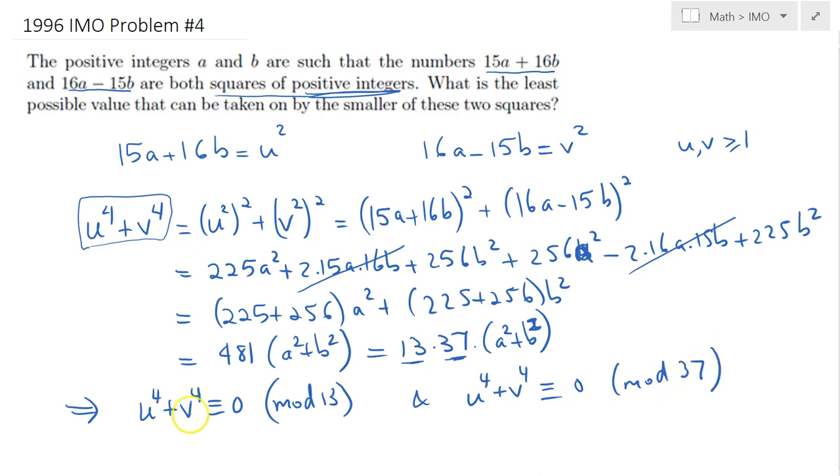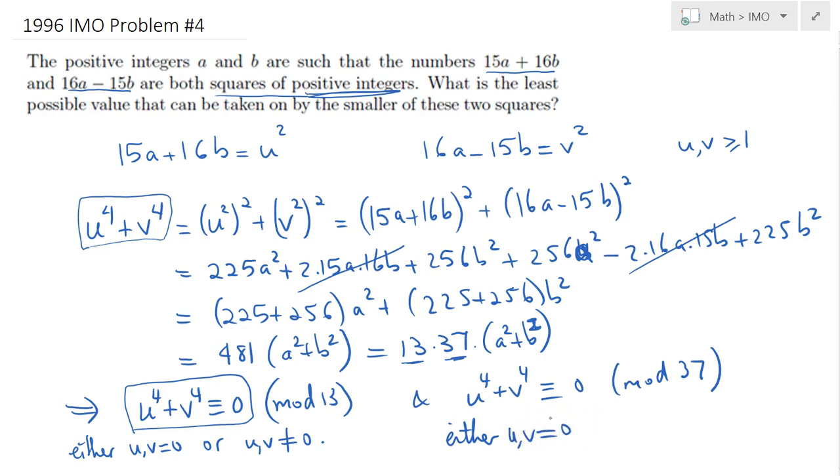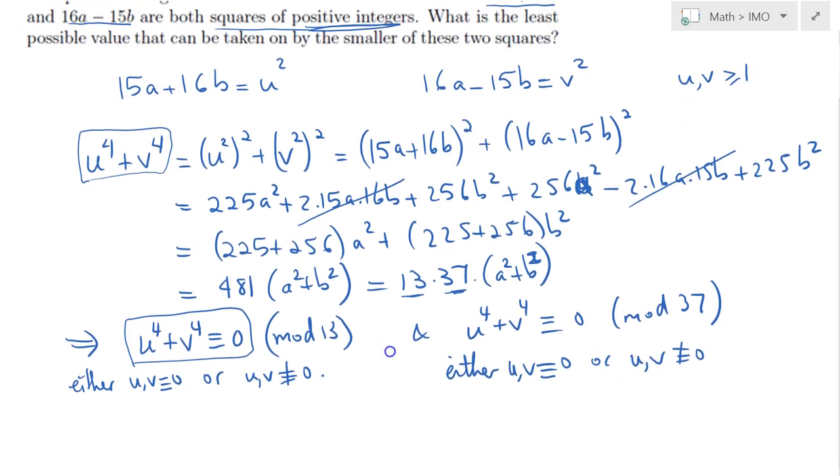Okay, but then looking at these expressions, we can conclude that what this condition means, for instance, is that either u and v are both equal to 0, or u and v are both not equal to 0, right? And in a similar way for this one, so either u and v are both equal to 0, or, when I say equal, I mean congruent, right? So they are either both congruent to 0 or they are both not congruent to 0, in mod 13 and in mod 37 respectively.